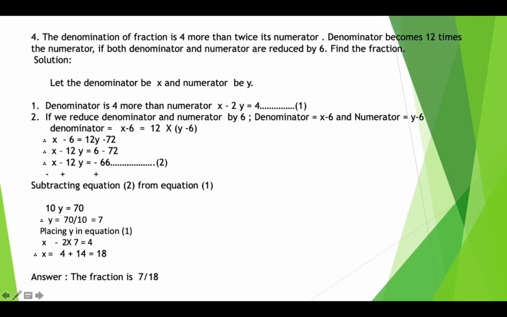So subtracting equation 2 from 1, you eliminate x and you get minus 2y plus 12y is 10y, 4 plus 66 equal to 70. So y is equal to 7. Place y in equation 1 and you get x is equal to 18. So the fraction is 7 divided by 18. So here it is twice the numerator.